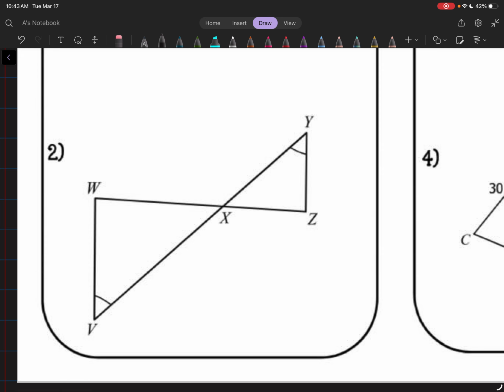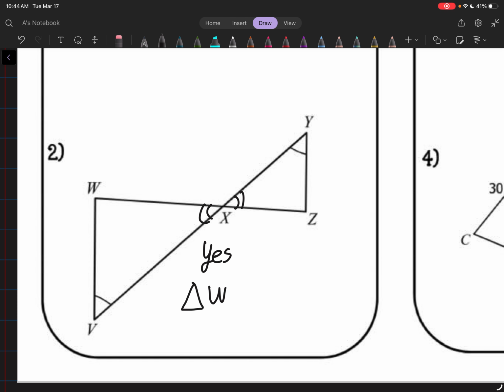All right, number 2. It tells me angles Y and V are congruent. So I need to prove that another set of angles are congruent. The easiest way to do this is to look at angle YXZ and angle WXV, because these are vertical angles. Therefore, they are congruent, which means, yes, this is similar.